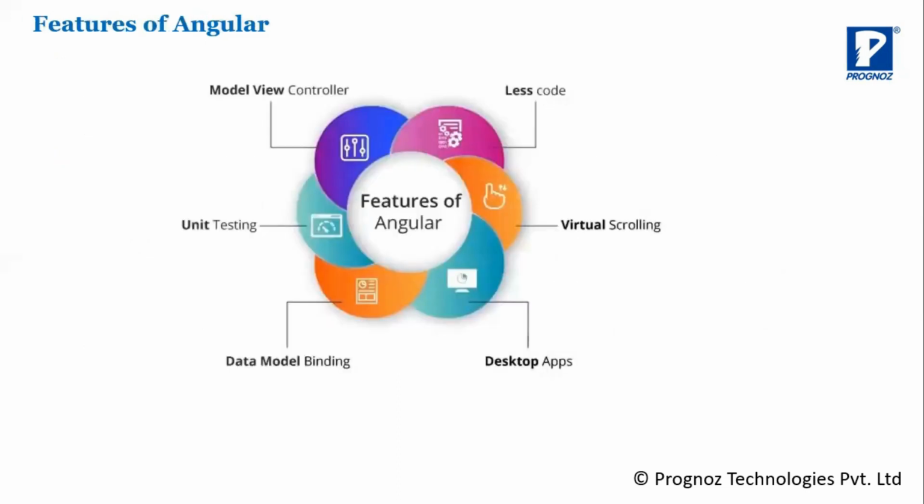If you go for the features of Angular, there are different features. One is the Model View Controller. Already I explained a little bit of the concept about MVC. And we don't have to write too many lines of code, that is, less code. Unit testing is there, so we can test the application easily. Data model binding is there, which means we can represent the data in the Angular application by using data model binding. We can develop desktop applications. So these are the different features.